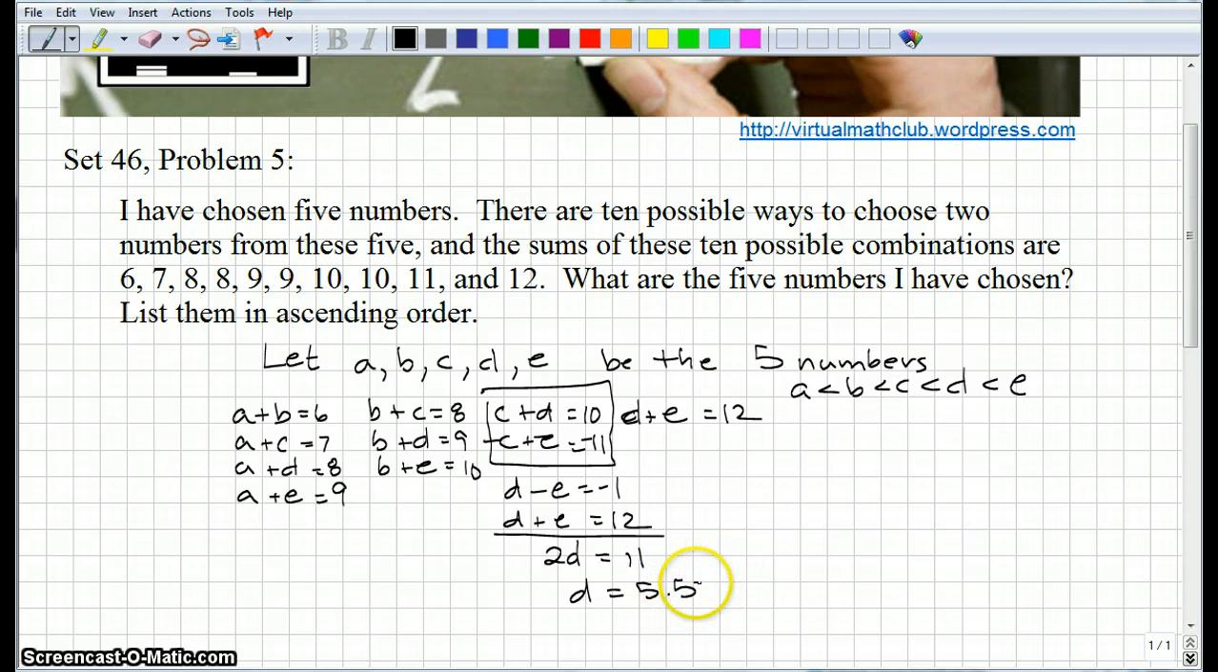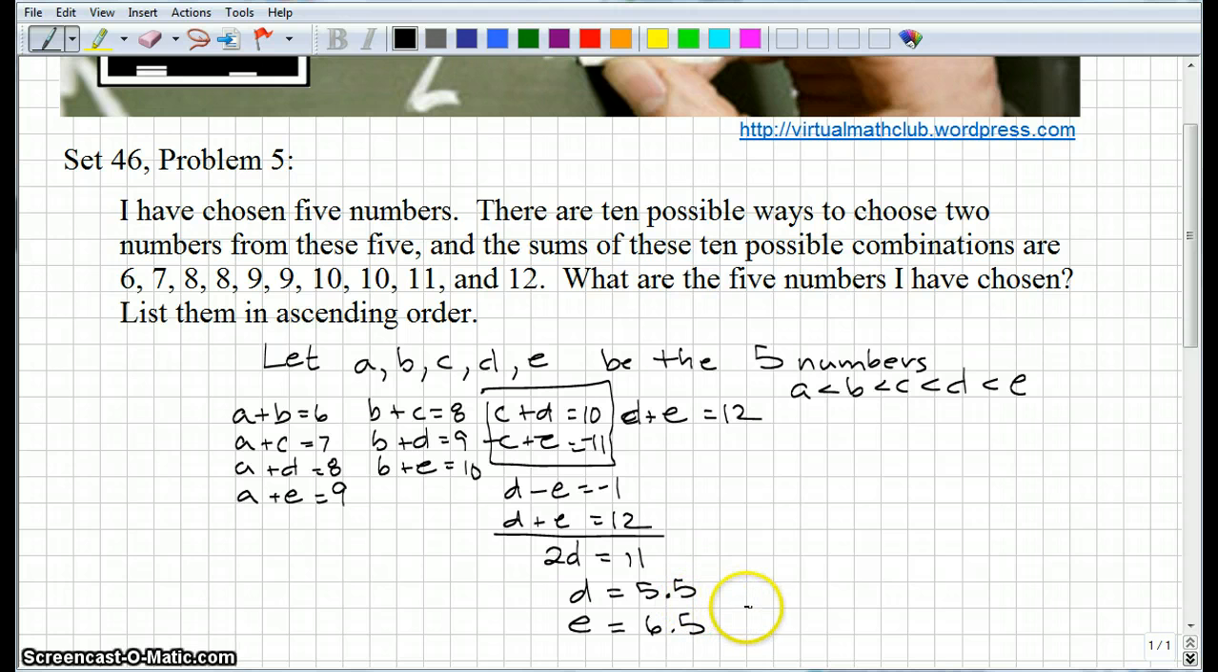Isn't that interesting? These aren't integers. If I had done some kind of trial and error, I probably wouldn't think to use decimal numbers, to use real numbers. I would probably have started with integers and found out it didn't work. So now I have D is equal to 5.5. So I can solve for E, because I know that D plus E is 12, so E has to be 6.5. That'll give me the sum of 12.